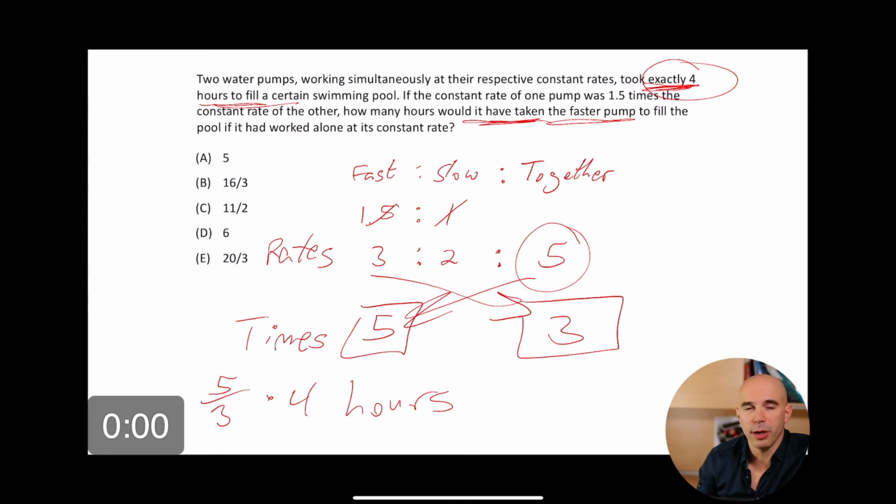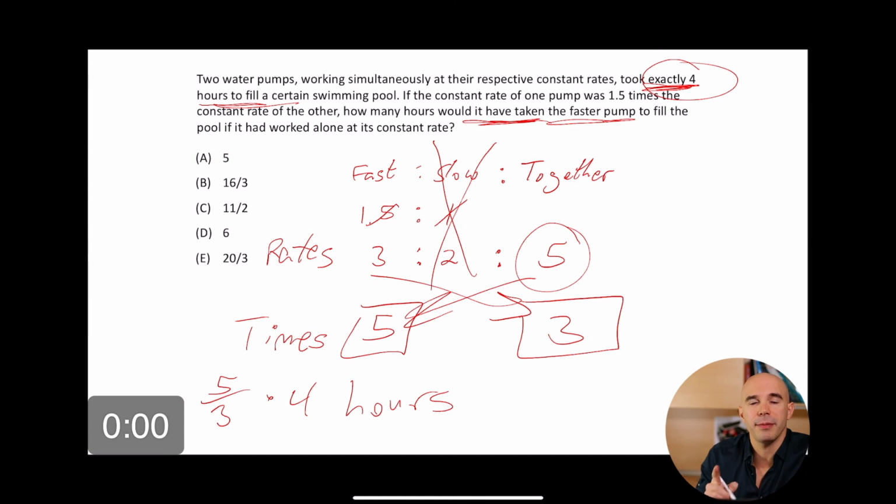So I want to pause here and answer any questions, because I know that if you've never seen this kind of solution before, it can take some wrapping your head around it. I'm looking at the fast pump and the 2 pumps together. The slow pump ends up not being that interesting in this question, because look at what we have and look at what we want to have.